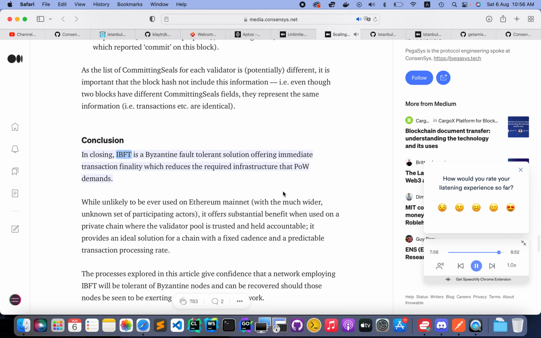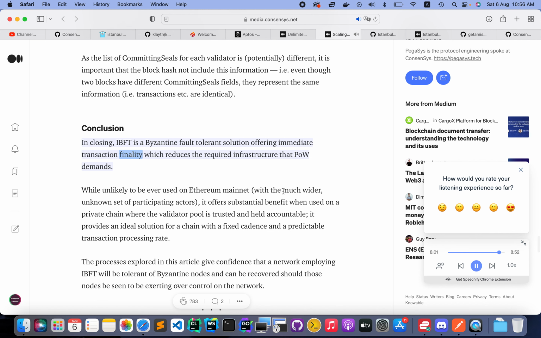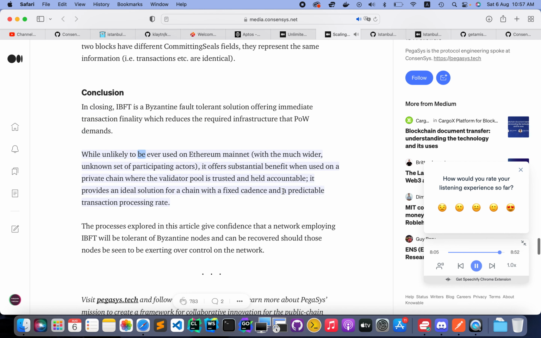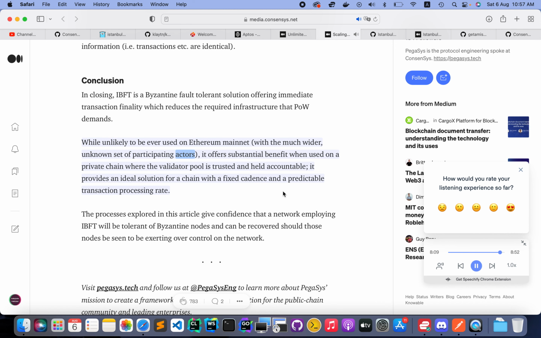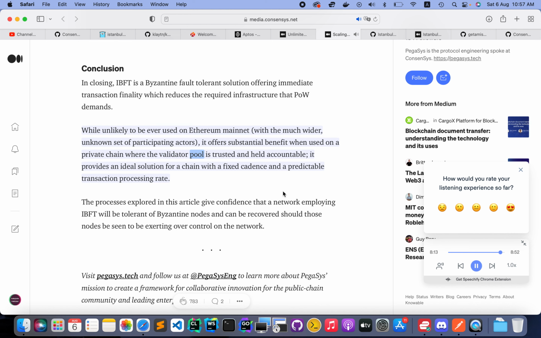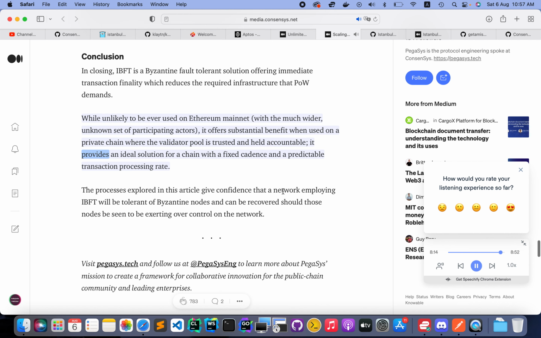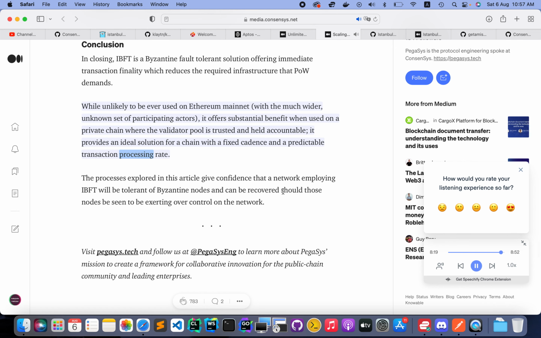Conclusion. In closing, IBFT is a Byzantine fault-tolerant solution offering immediate transaction finality, which reduces the required infrastructure that PoW demands. While unlikely to ever be used on Ethereum mainnet, with a much wider, unknown set of participating actors, it offers substantial benefit when used on a private chain where the validator pool is trusted and held accountable. It provides an ideal solution for a chain with a fixed cadence and a predictable transaction processing rate.